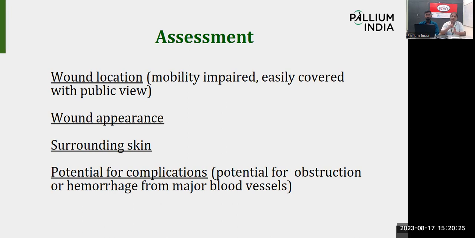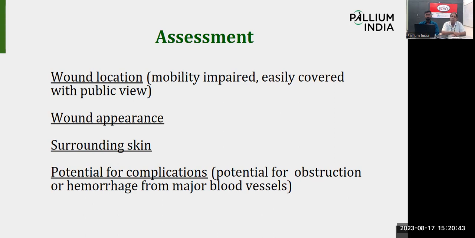Then the surrounding skin. Why? Because if only the wound is taken care of and the surrounding area is not, that will also lead to infection, right? So for the surrounding skin we have to assess whether there is necrosis or not, any discoloration, or any kind of other changes. That surrounding skin has to be assessed.